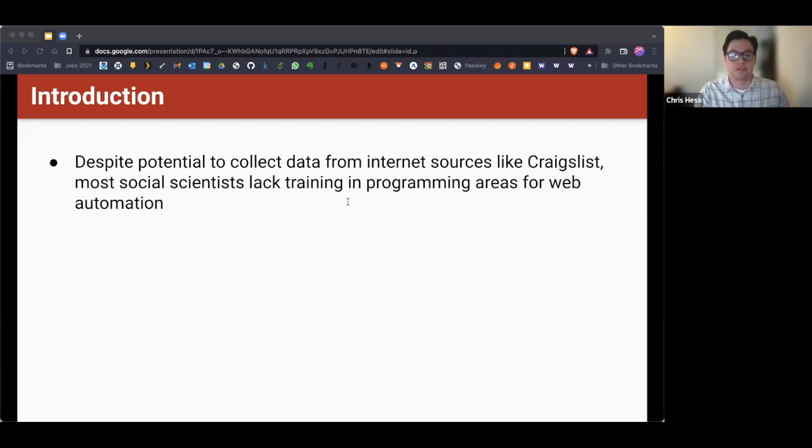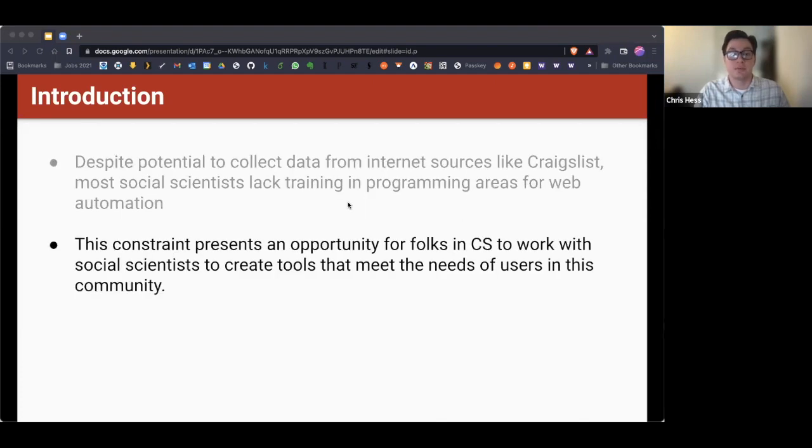The chief constraint is that social scientists do not typically have training in web languages like HTML and JavaScript that can be essential to creating web automation scripts by oneself. Instead of this being a persistent constraint, this training gap presents an opportunity for folks in the computer science community to work with social scientists to create tools that meet the needs of social science users who have domain expertise but may lack particular technical skills for a task like web automation.